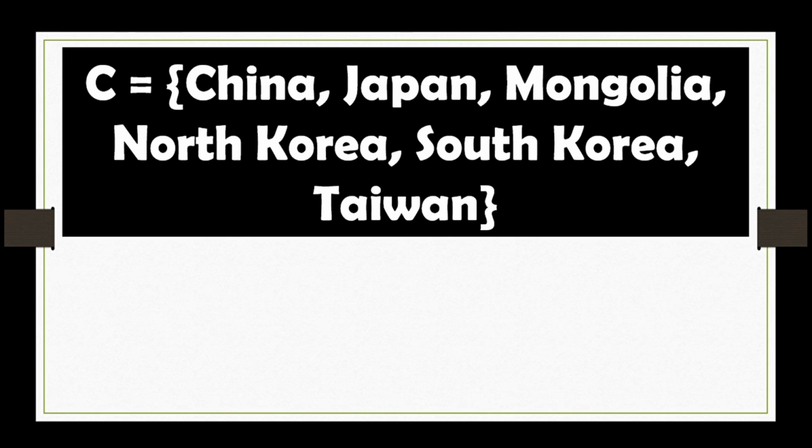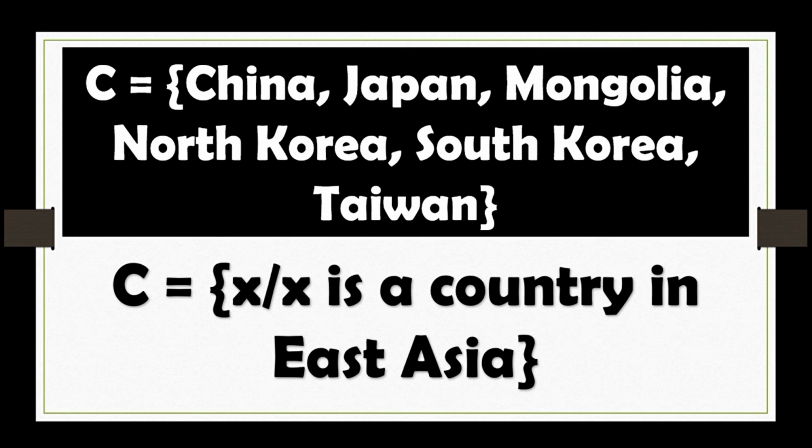Let's have the second one. Again, this is in roster form that states set C consists of countries in East Asia. For us to write this in set builder notation, again, we will start with capital letter C followed by the equal sign, then an open bracket, x slash x is a country in East Asia. So it is read as C is a set of x such that x is a country in East Asia.